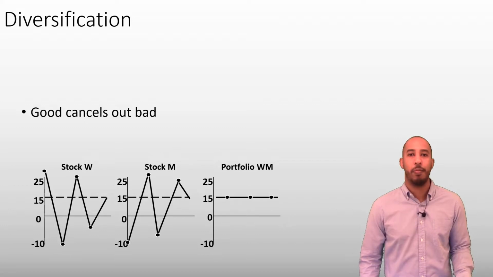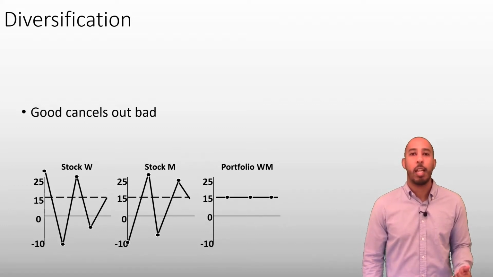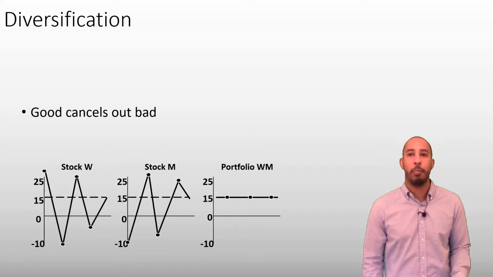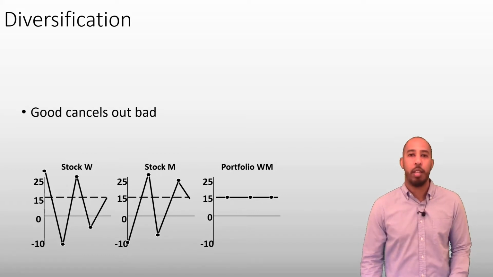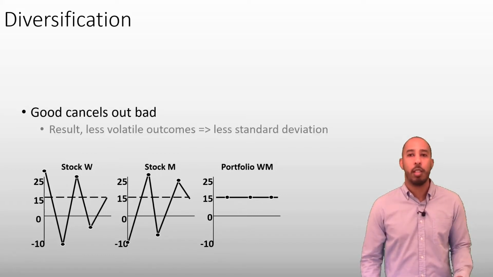But how? Well, in the first month when stock W is up 25%, stock M is down 10%. So what's the result of our portfolio in that month? Well, it would be up 15%. That's the 25 minus 10. The following month, W is down and M is up. So the net result for the portfolio is a positive 15% return. So good outcomes in one stock cancel out bad outcomes in the other. And the end result is less volatile outcomes with the portfolio, which means less standard deviation.